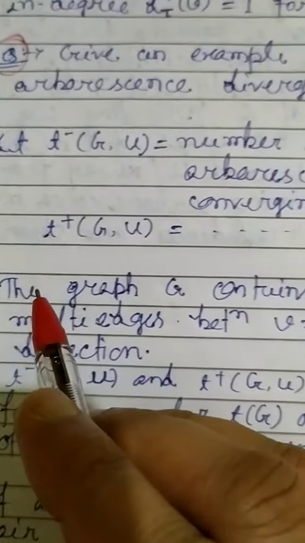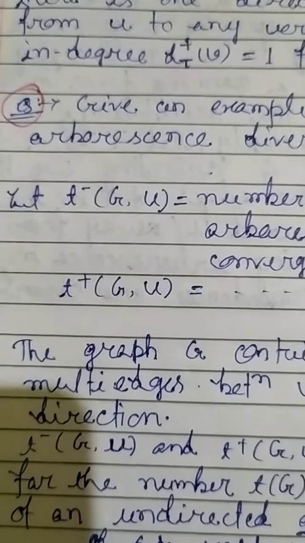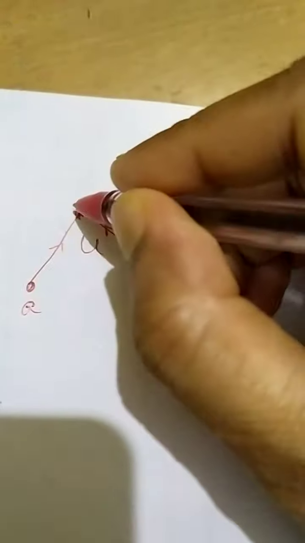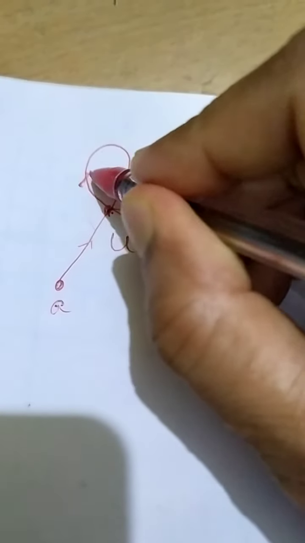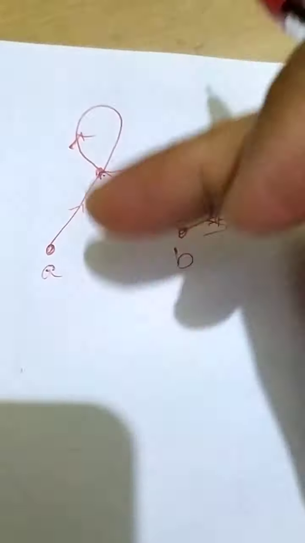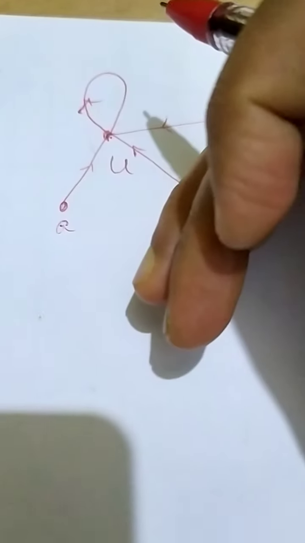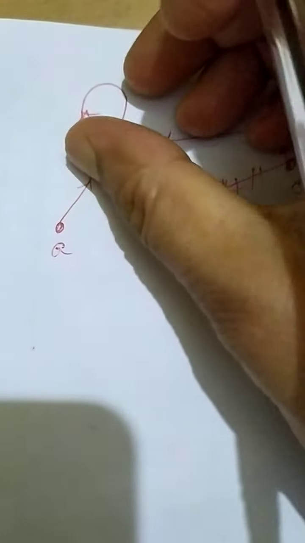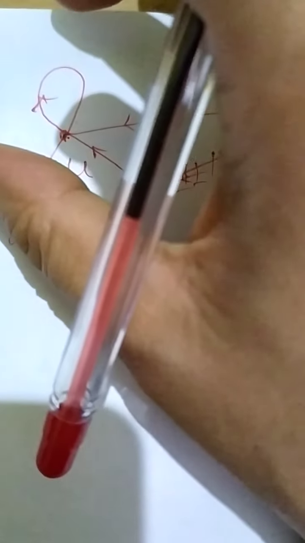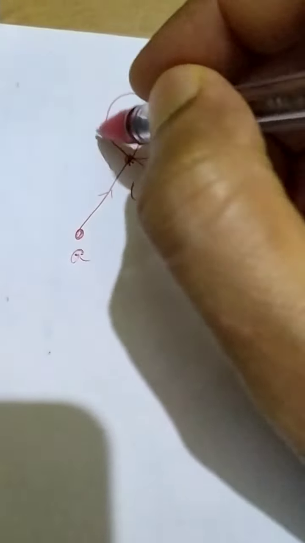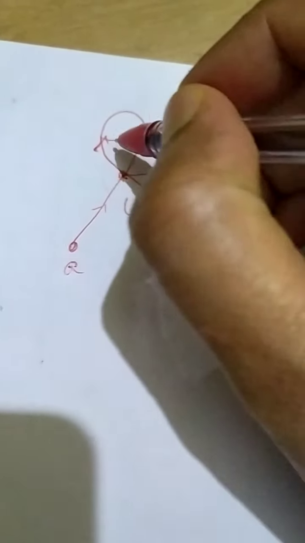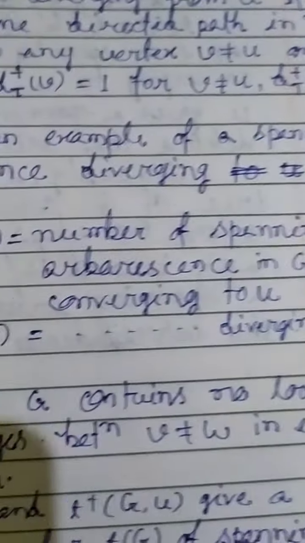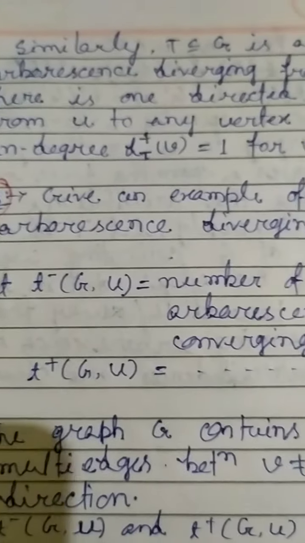So the graph Z contains no loops, because if I consider a loop here, it will not harm. You can delete it; it will not affect the concept of arborescence, whether diverging or converging. So you can remove this loop. We are not interested in loops. In graph theory we consider the minimal case, so we are going to consider the loopless graph, but with multi-edges.